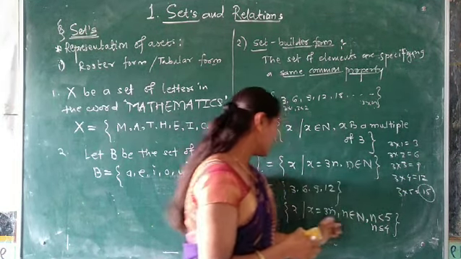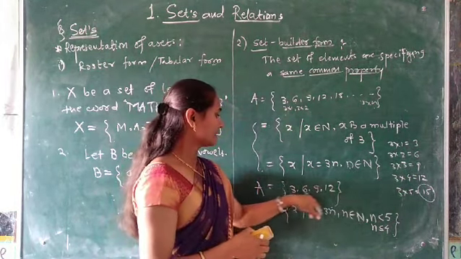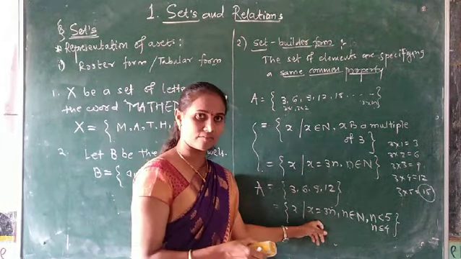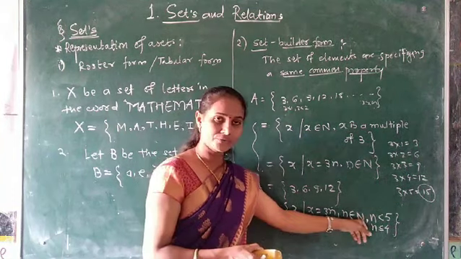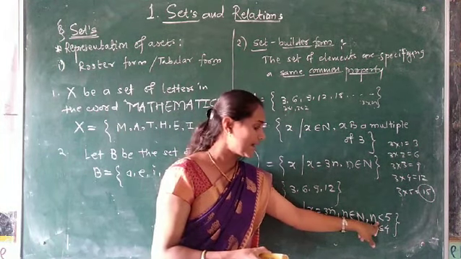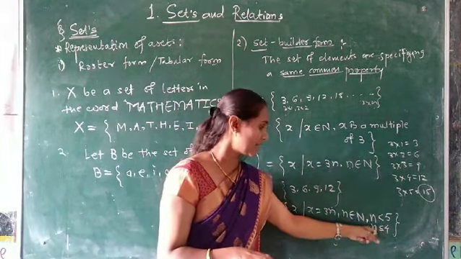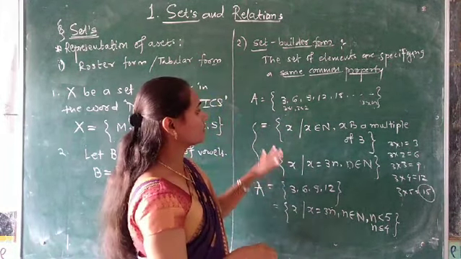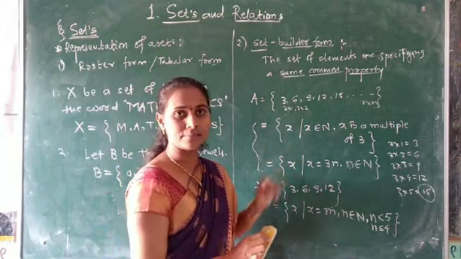4. So if this set having 3, 6, 9 and 12, then I am writing this set x such that x is equal to 3n. N belongs to natural number and n is less than 5, or we can write n less than equal to 4. This is a method to write a set in a set builder form.